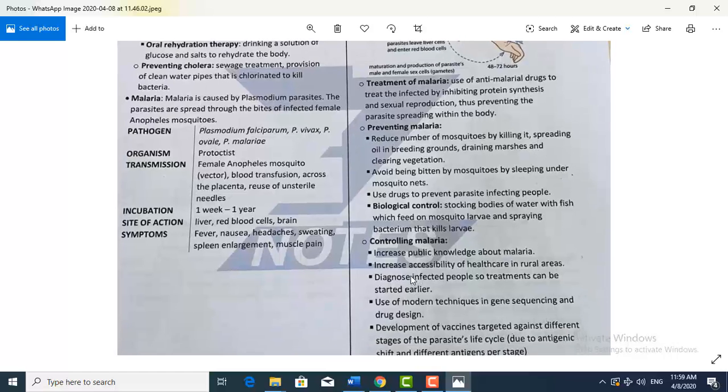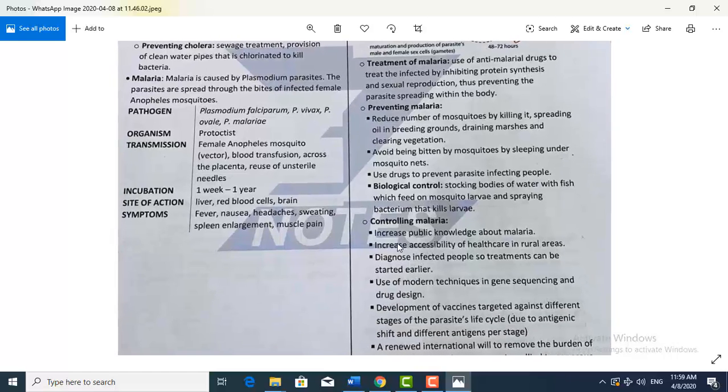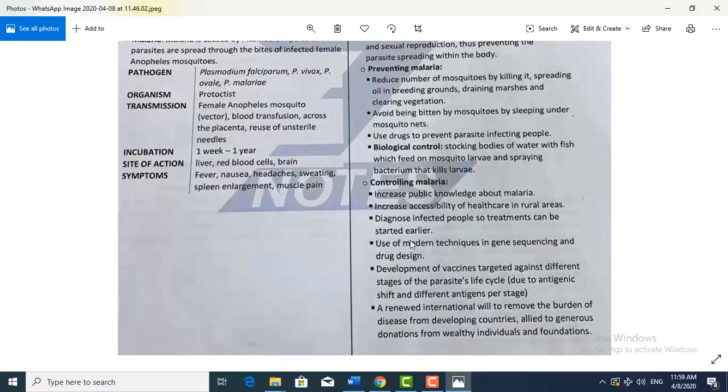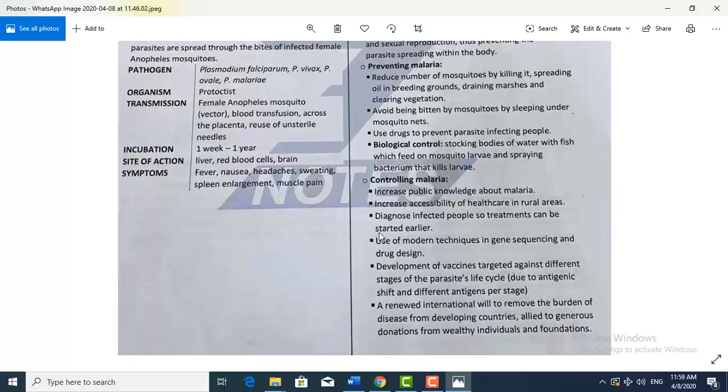Controlling malaria. Okay, increase public knowledge about malaria. That means you have to educate people. You have to tell them what malaria is, how it transfers from one person to another, or practically where the person gets it and how he gets it. Also, increase accessibility of healthcare in rural areas and diagnose infected people so treatments can start earlier. Use of modern techniques in gene sequencing and drug design. Also, development of vaccines targeted against different stages of the parasite life cycle.